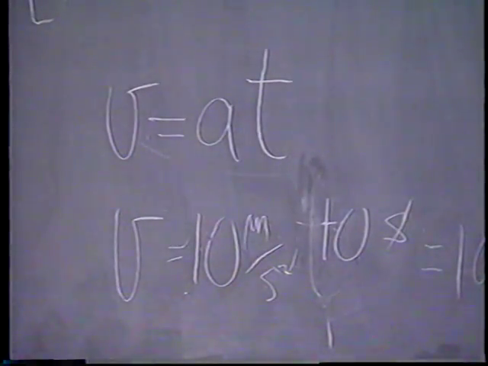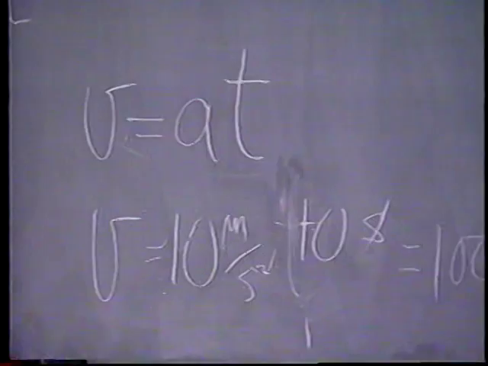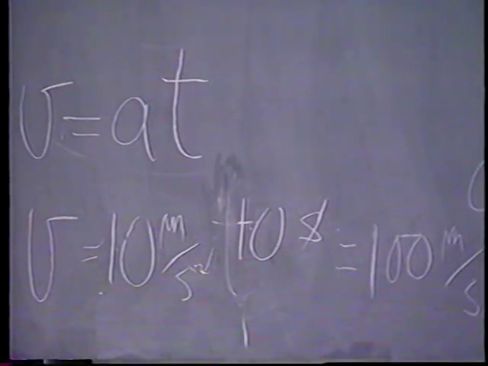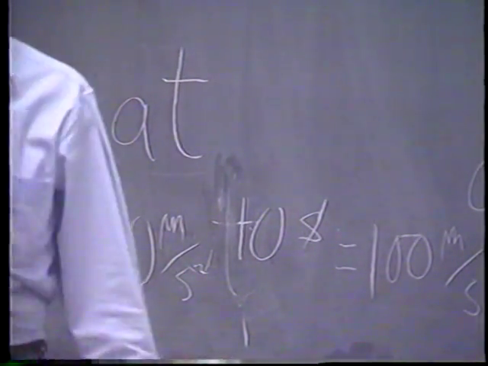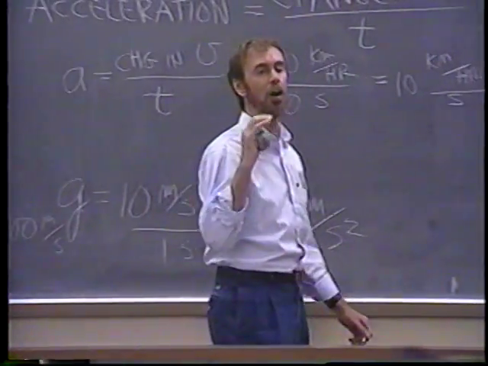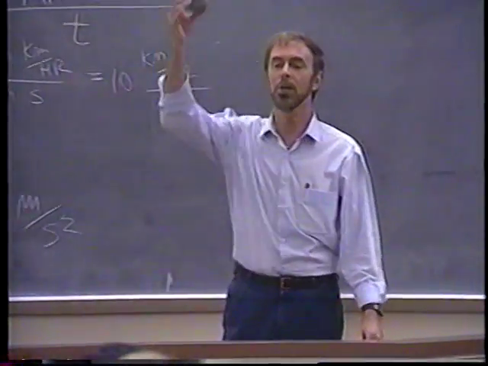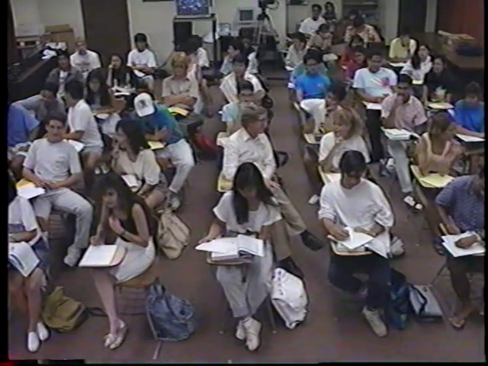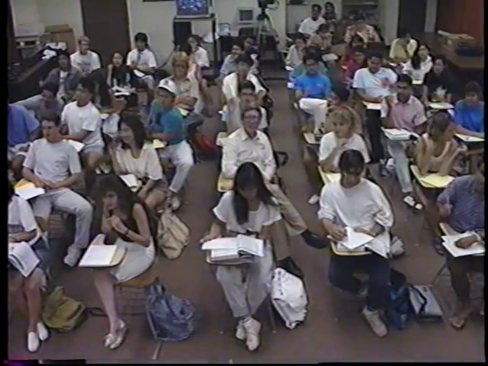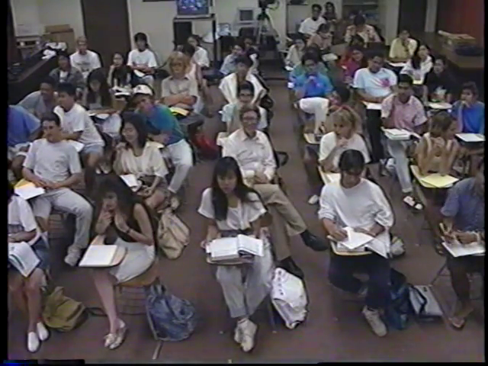So a freely falling object will pick up to a speed of 100 meters per second if it's got 10 seconds to fall. How about if it's got 5 seconds to fall? How fast will it be going? What would the speedometer reading be? Check your neighbor. How many say 50 meters per second? Yeah, because every second goes by, it's going to pick up 10 meters per second.